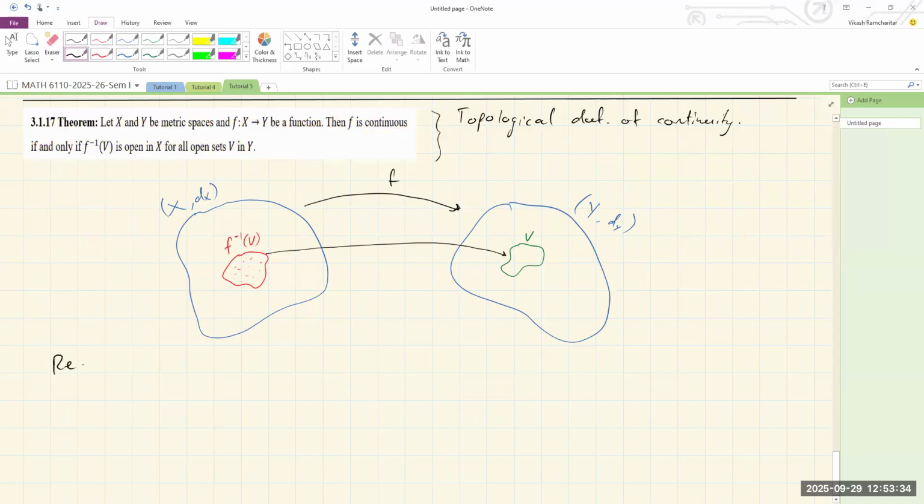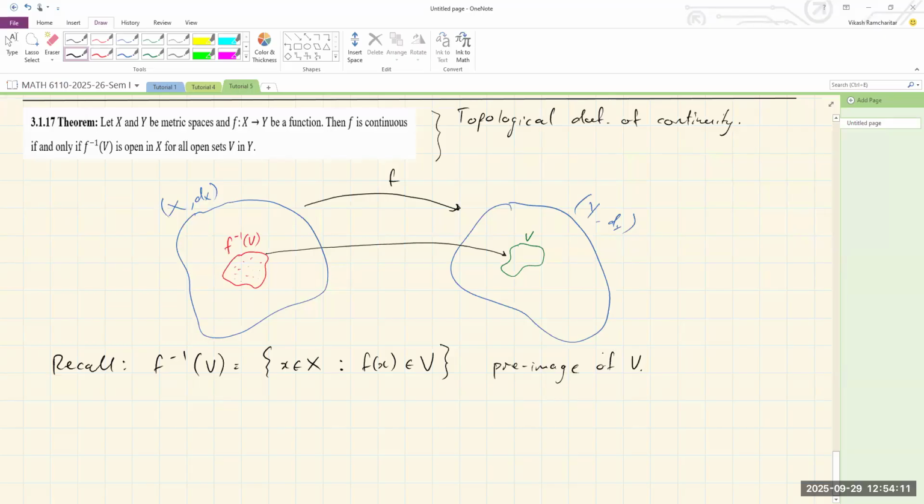So let me just recall what the pre-image is, since we're going to be using it a lot. The pre-image of V is just the set of points in X such that when you apply f to those points, you end up in V. It's just a collection of points in the domain that get mapped into V. That's the pre-image of V.